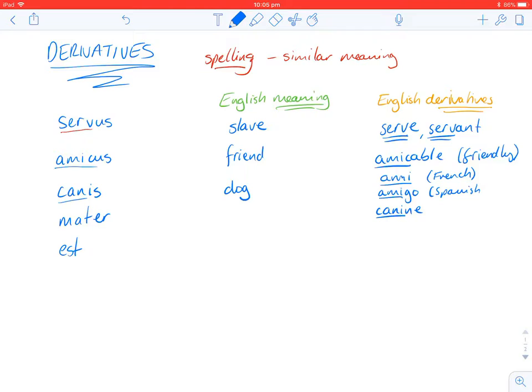A few more examples. Mater. Mater means mother. A derivative of mater would be maternal or maternity. If someone is maternal, they act like a mother. And if someone goes on maternity leave from their job, it means they're going to have a baby and become a mother. And you can see the same spelling from the Latin word.